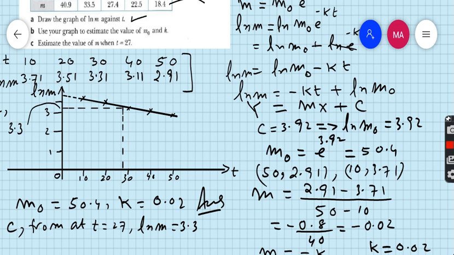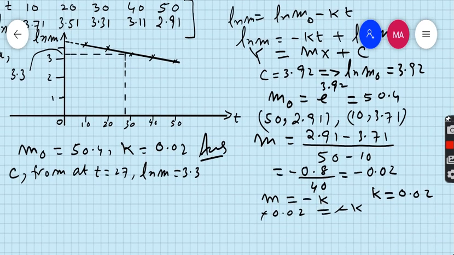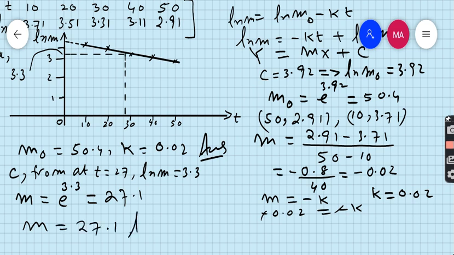But we need to find the value of m, not ln m. This implies that if you drop ln again, you should put e on the other side. So 3.3 becomes e to the power 3.3. So e power 3.3 is 27.1. Therefore, the value of m is equals to 27.1. This is our final answer. So the question was very easy but a little bit lengthy.